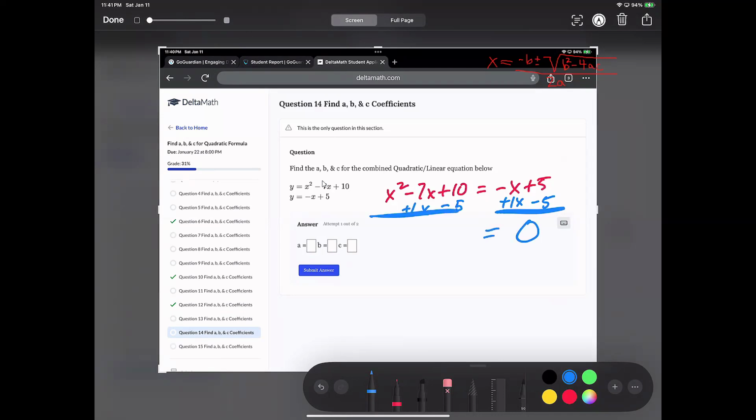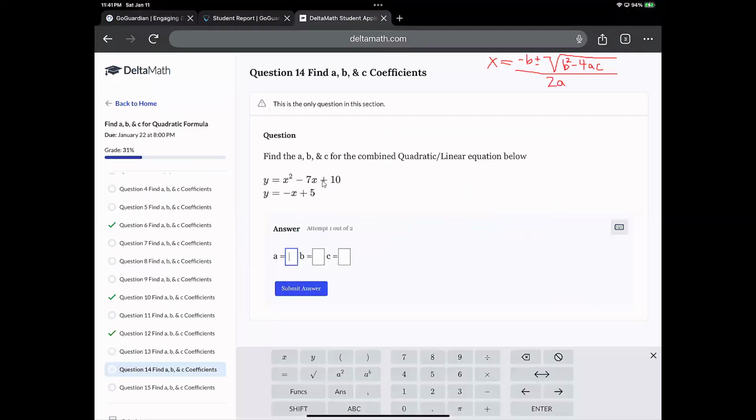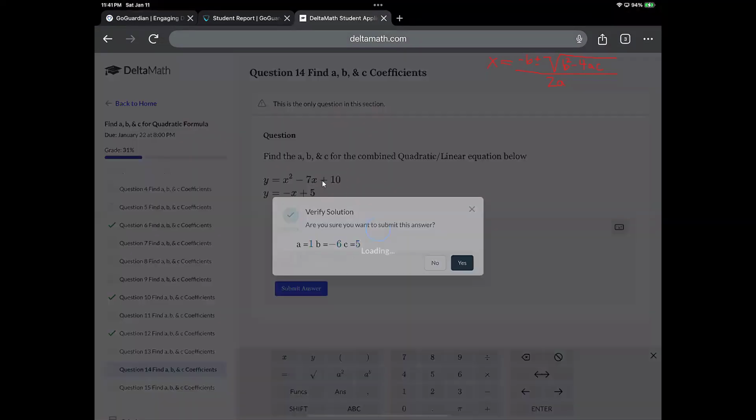This is going to be 1x squared. A negative 7 plus 1 is going to be a negative 6x. Plus 10 minus 5 is going to be a positive 5, and that's it. So we're going to have 1, negative 6, positive 5. Let's see it. So this is going to be 1. This is going to be, what did I say? A negative 6. And then this one is going to be a positive 5. Submit it. So that's nicely done.